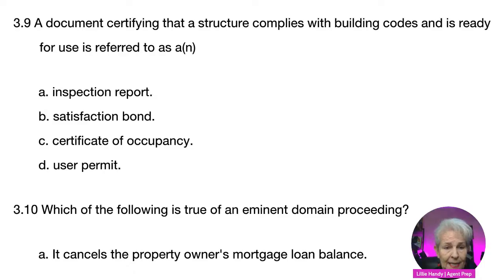The answer here is 3.9C. They get a certificate of occupancy. That is when it's new construction, never been occupied before. It was built, goes through all the zoning. They get the zoning permit before they start construction. During the construction, they have to go through different inspection stages.